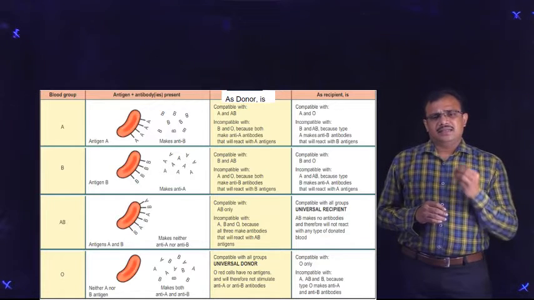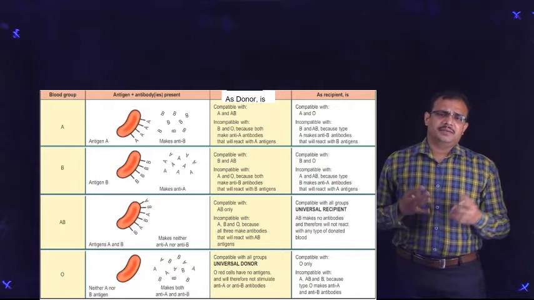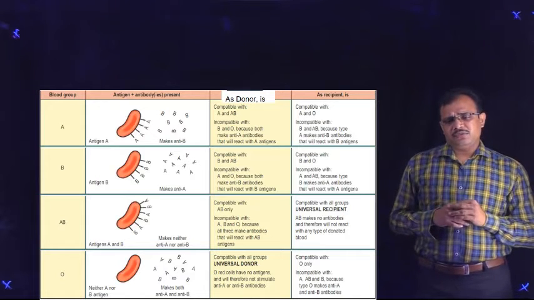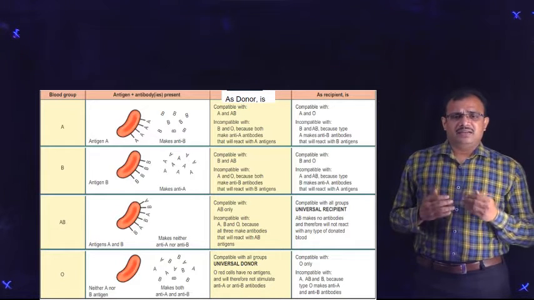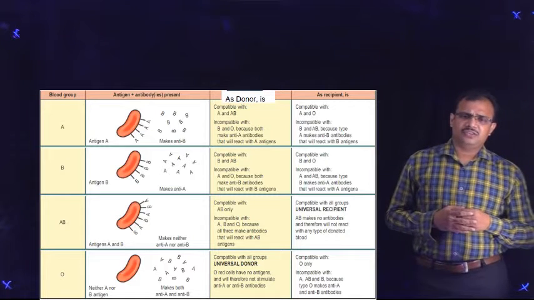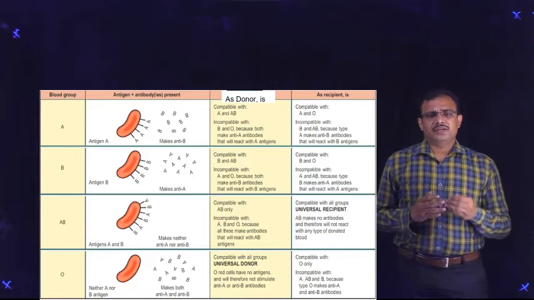Whereas the O blood group does not have any antigen on the surface, but has both anti-A antibodies and anti-B antibodies, and they can donate blood to all the groups because they don't have any antigen on their surface, whereas they can receive blood only from O group.